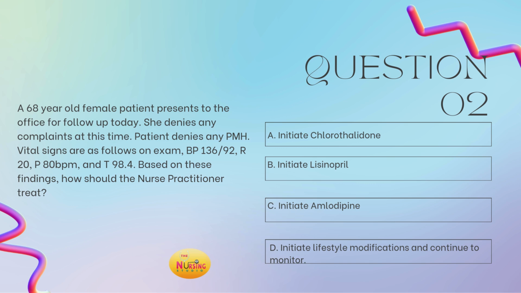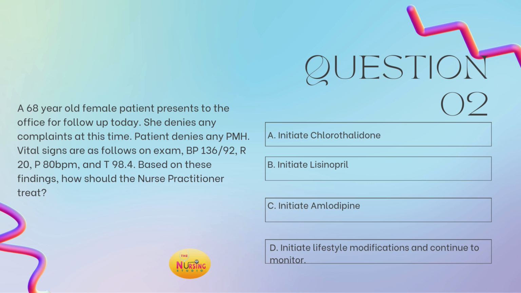Number 2, a 68-year-old female patient presents to the office for follow-up today. She denies any complaints at this time. Patient denies any past medical history. Vital signs are as follows on exam. Blood pressure is 136/92. Respirations are 20. Pulse is 80 beats per minute. And the temperature is 98.4 degrees. Based on these findings, how should the nurse practitioner treat? Is it A, initiate chlorthalidone? B, initiate lisinopril. C, initiate amlodipine. Or D, initiate lifestyle modifications and continue to monitor. Take a moment and tell me what you got in the comments, y'all.